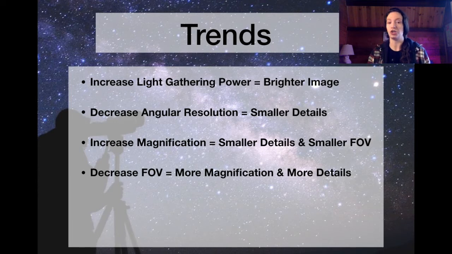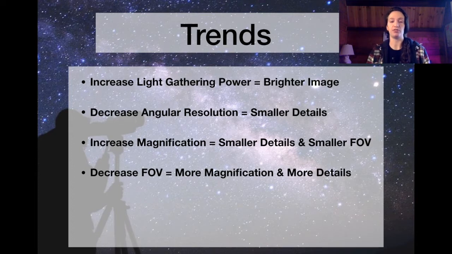Decreasing angular resolution, good. Increasing magnification, you can see smaller details, and you have a smaller field of view. So increasing magnification, great. Decreasing your field of view means that you have more magnification and you can see more details, but you can see a smaller patch of the sky. So depending on what you're doing, a larger or smaller field of view is better, depending on the science. So these are the trends that you'll see with this.